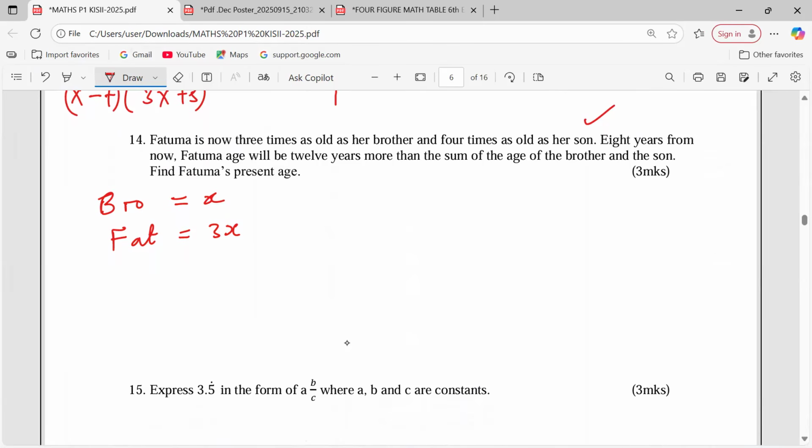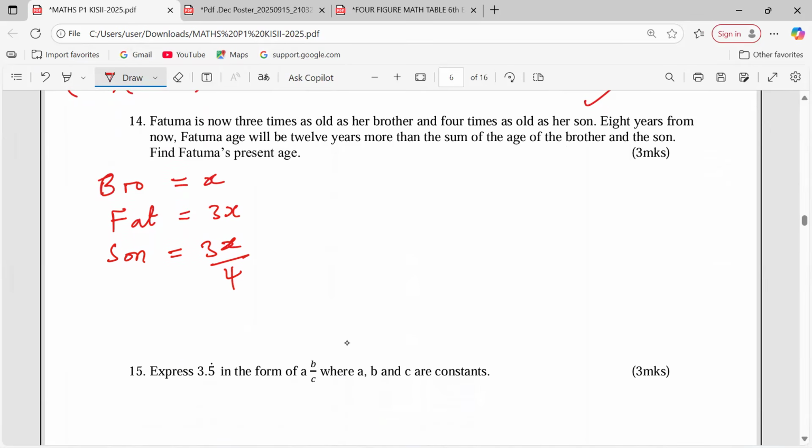Then what else are we told? And 4 times as old as her son. What about the son? Fatuma is 4 times as old as her son. So to get the son's age, we have to take Fatuma's age and divide it by 4. Those are the current ages. With current ages like that, we can talk about 8 years' time now.